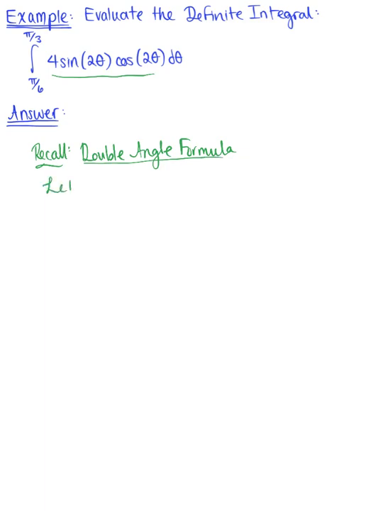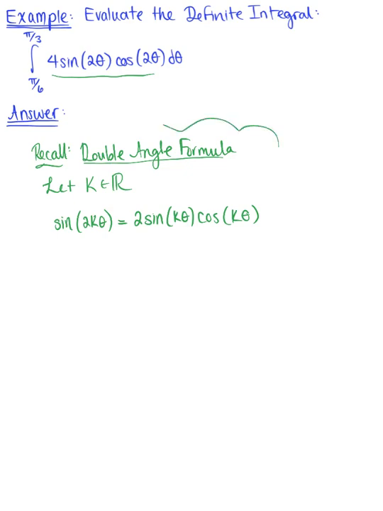So again, let's let k be some constant value, some real number. And the double angle formula tells us that sine of 2k theta is equal to 2 times sine of k theta multiplied by cosine of k theta. So we'll now use this to rewrite our integrand.